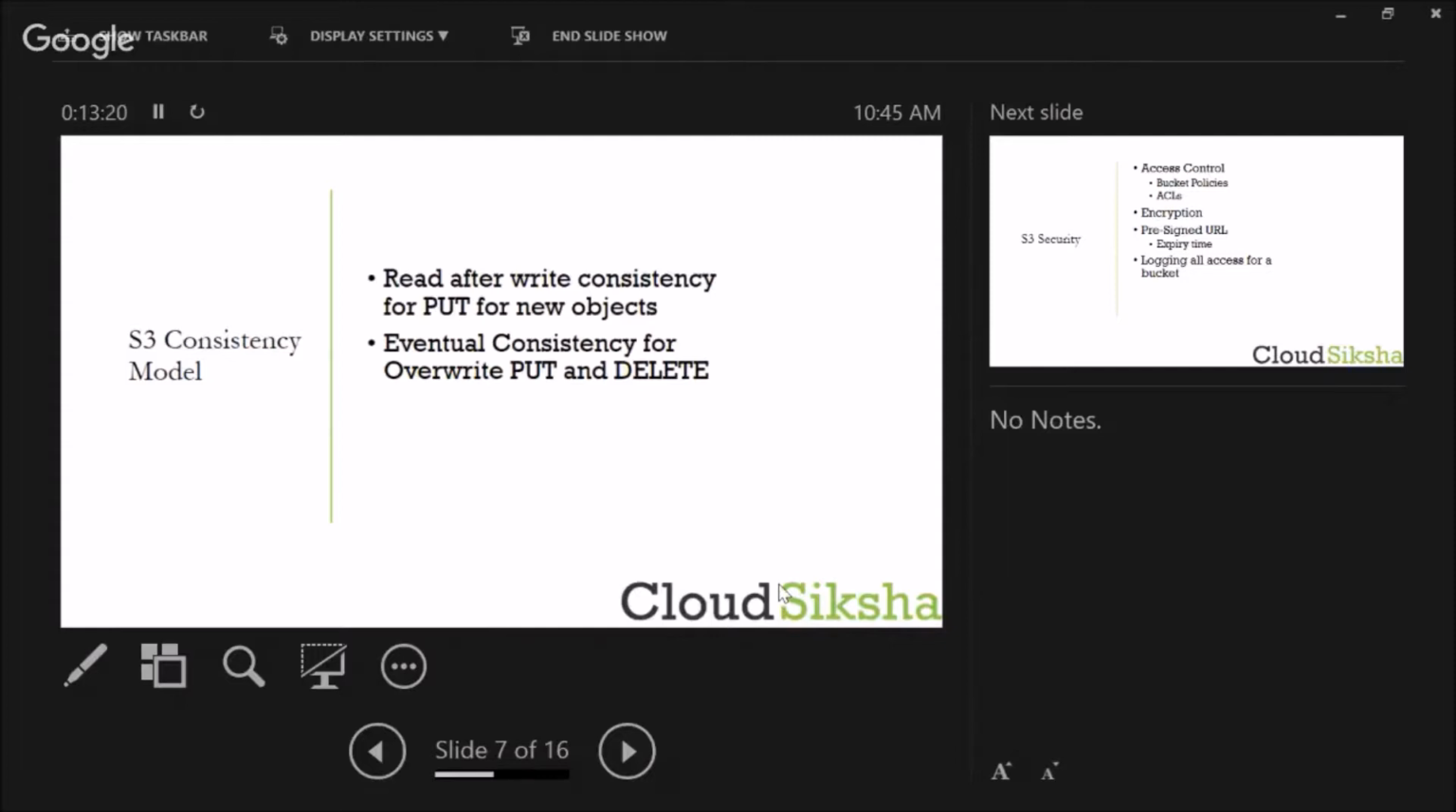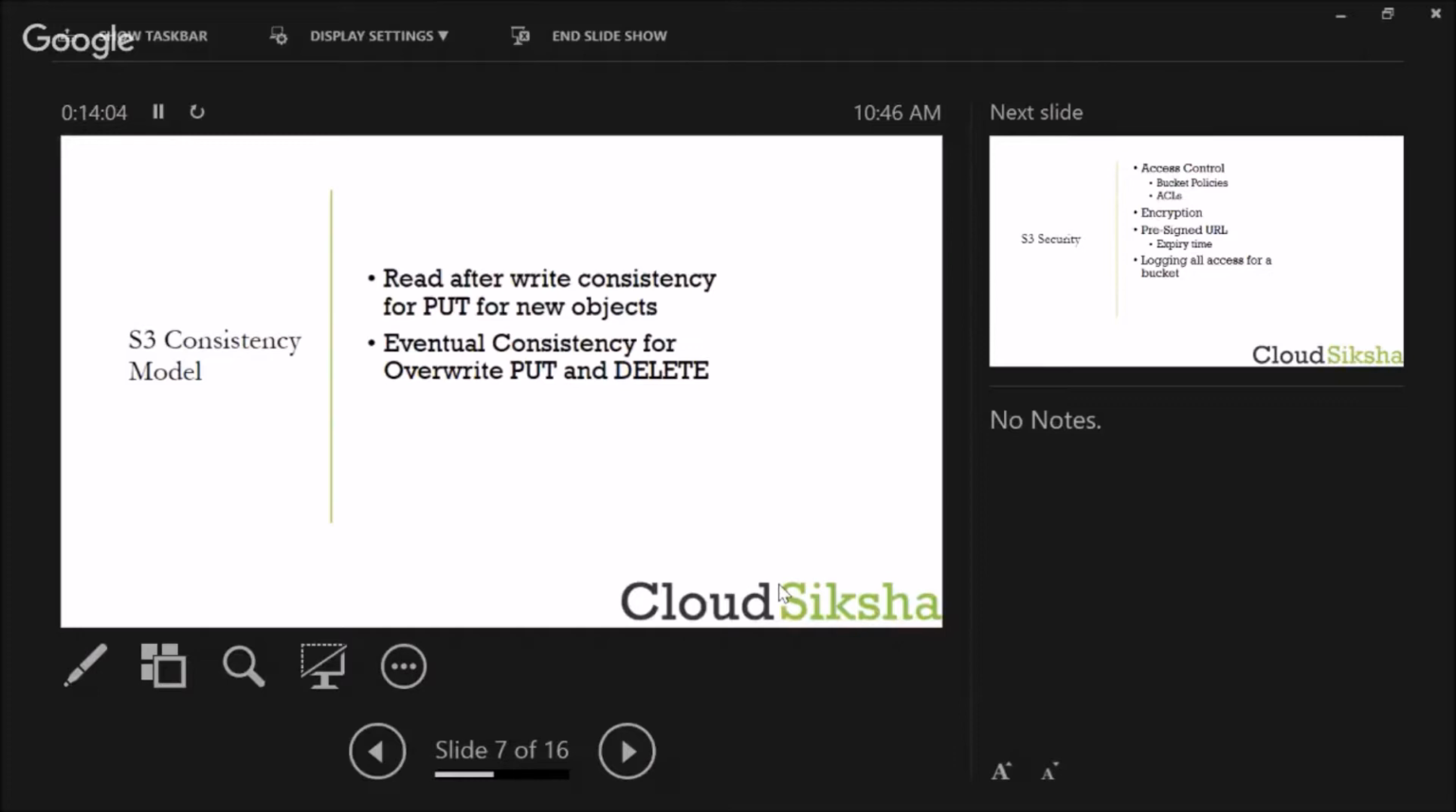So it is not going to be absolutely consistent immediately. On which conditions is it not going to be immediately consistent? That is in the case of an overwrite put. So you have an object, you overwrite an object, or you delete an object. In these two cases, there is no read after write consistency. Even after I delete it, there is a small time window where, if somebody were to get the object, it could be got. So the eventual consistency for put and delete is what S3 assures you, and read after write consistency for put of new objects.